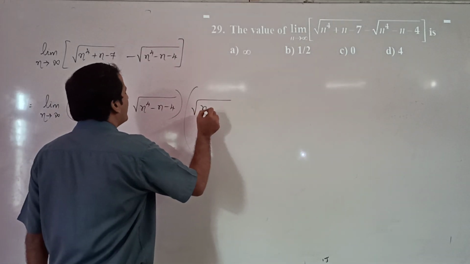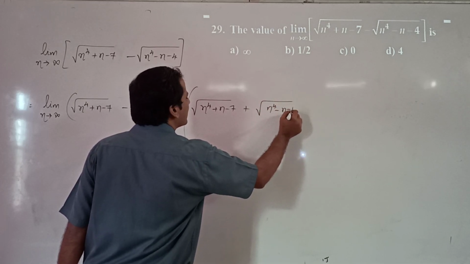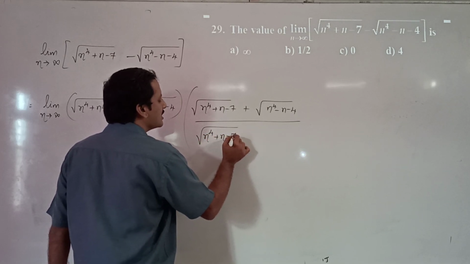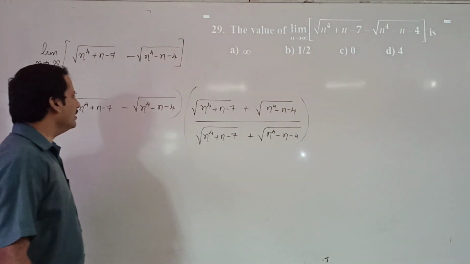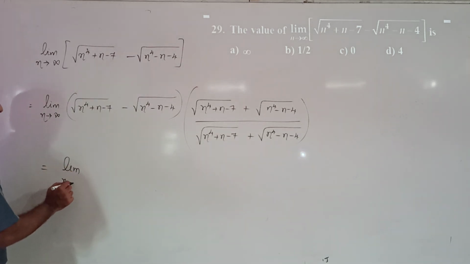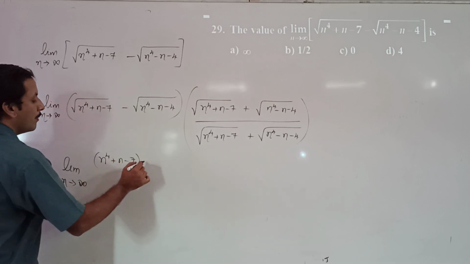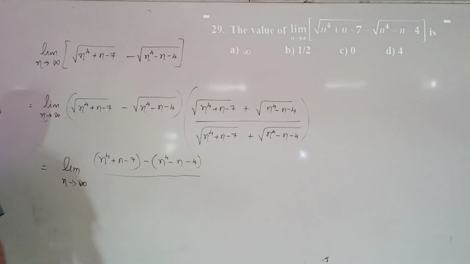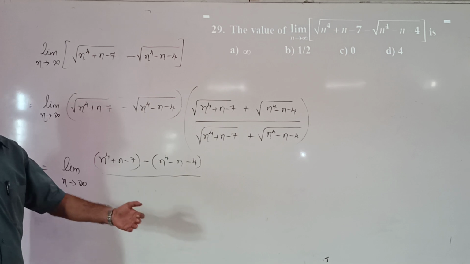Okay, so root of n power 4 plus n minus 7 plus root of n power 4 minus n minus 4, divided by root of n power 4 plus n minus 7 plus root of n power 4 minus n minus 4. Okay, numerator is a minus b and a plus b, that is a square minus b square. So it will give you n power 4 plus n minus 7 minus of n power 4 minus n minus 4 divided by, here I take n power 4 as a common factor and I will take it outside.